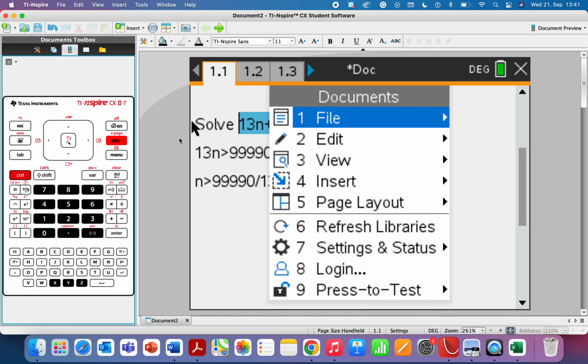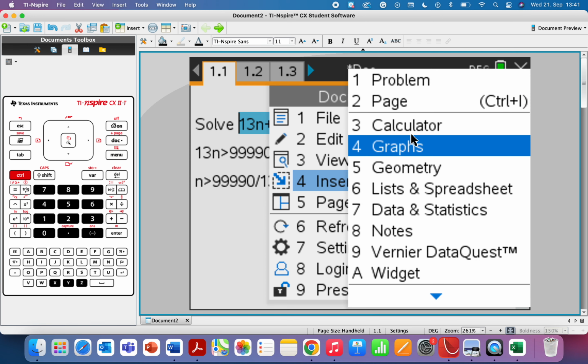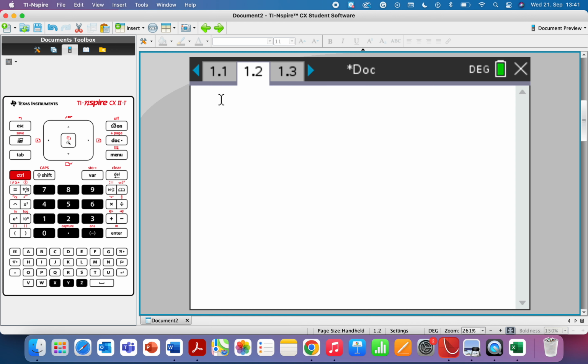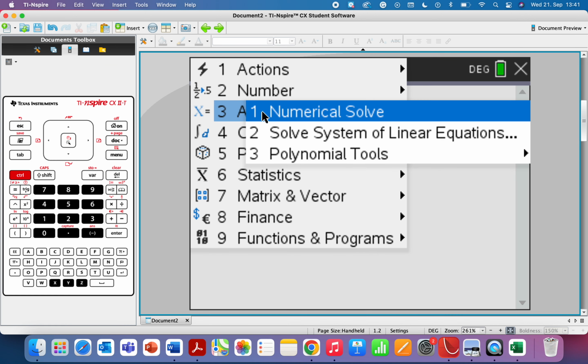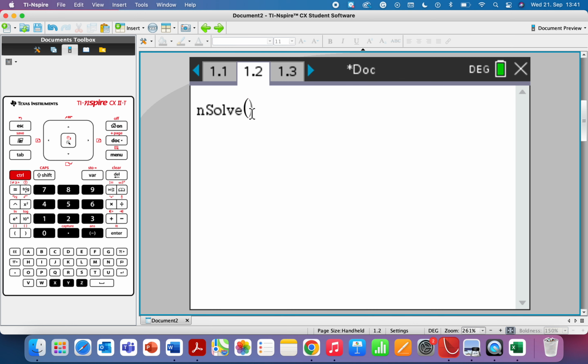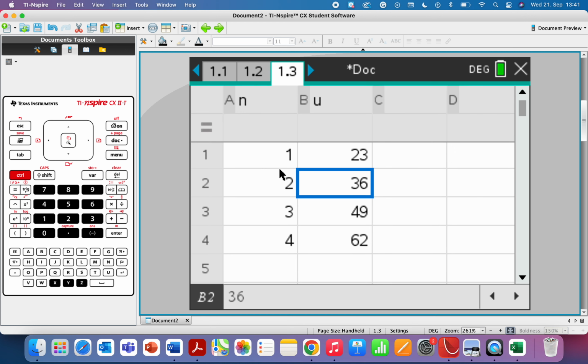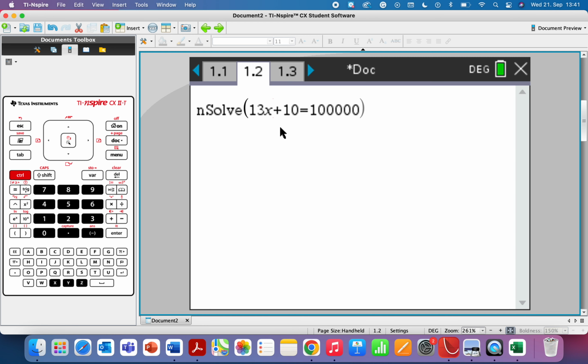So we want to go doc, insert a calculator, and we can actually numerically solve any equation. We do menu, algebra, numerical solve. And we're going to type in our equation. We're going to solve 13n plus 10 equals 100,000. But I'm going to just change the n to the x because I've used n in my spreadsheet to stand for all of these numbers, right? So I'll do this one.